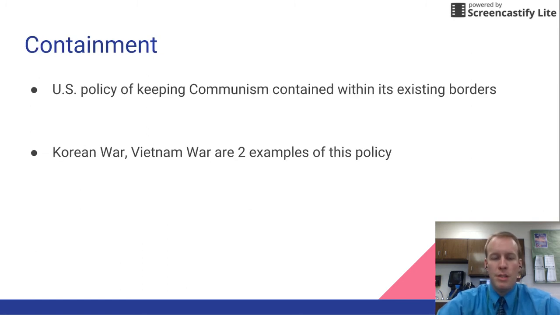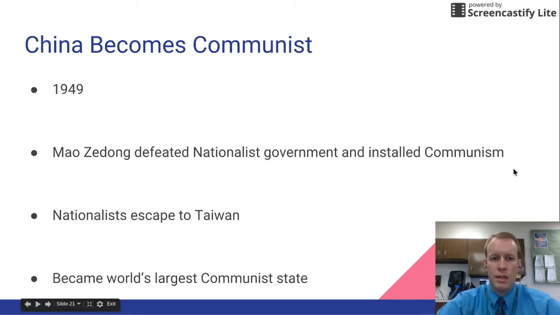We mentioned the policy of containment. This is the U.S. policy that wanted to keep communism contained in its existing borders. Now, containment is really the reason that we fought both the Korean War and the Vietnam War. In both situations, there were 2 parts of the country, North Korea and South Korea, North Vietnam, South Vietnam. The North was communist, the South was not. The North tried to take over the South. We stepped in to try to stop them. We'll talk more about those wars in the next chapter.